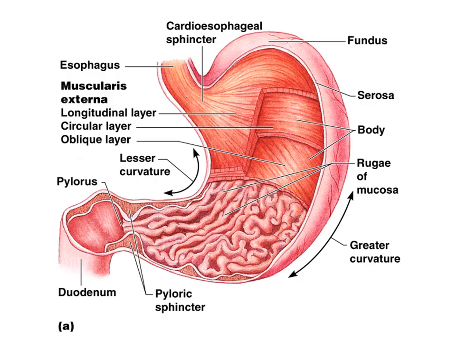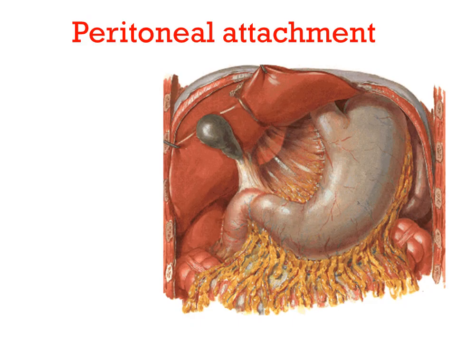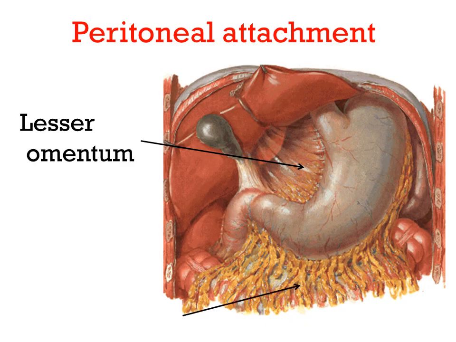And from outside, as we discussed in the beginning of the histology lectures, the organs found inside the abdominal cavity are covered on the outside with the serosa, and inside is then the musculosa, and then the mucosa and muscular layer. This is a peritoneal attachment. At the lesser curvature, we have the lesser omentum, and at the greater curvature of the stomach, we have the greater omentum.